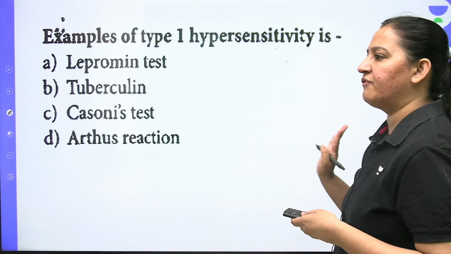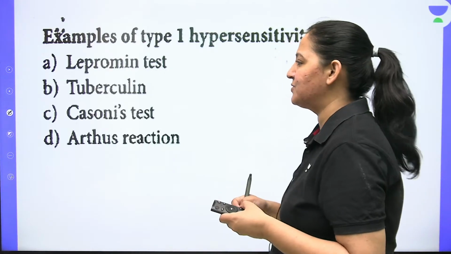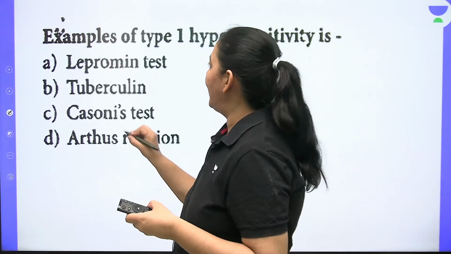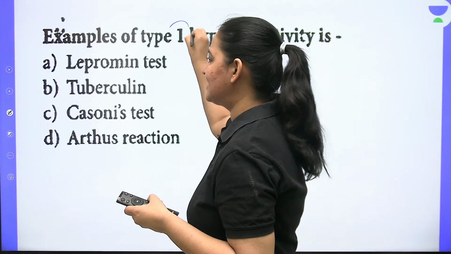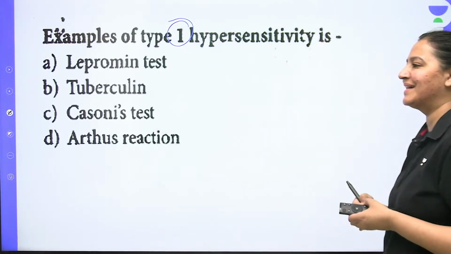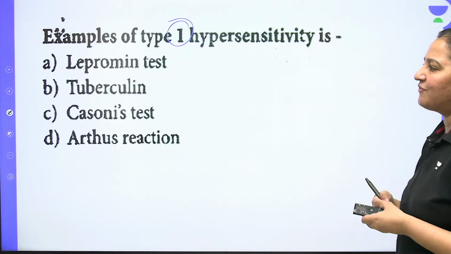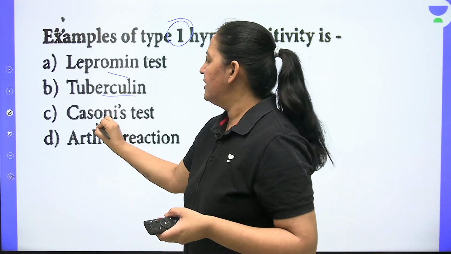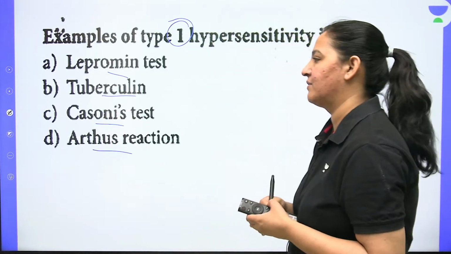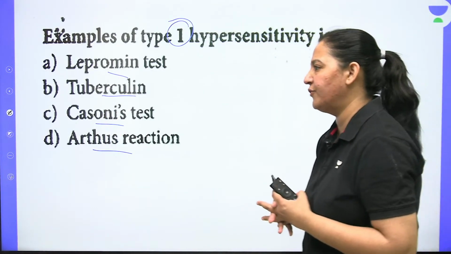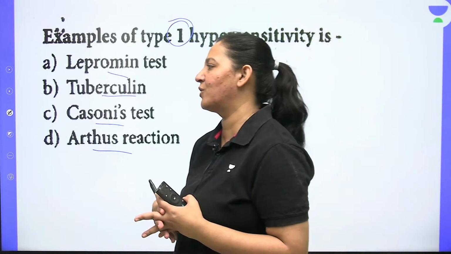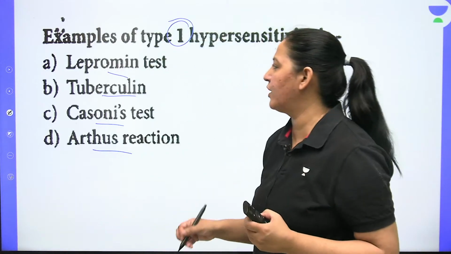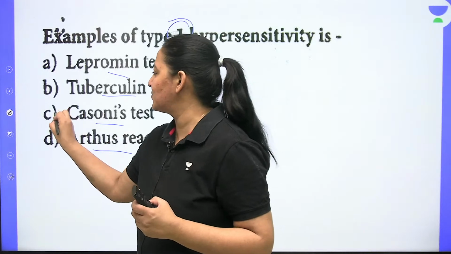So this is the next question in front of you. Who will tell me the correct answer? I want to see who is the first one. Example of type 1. Yes, morning medicos. You are first to answer. What about others? Which of the following is an example of type 1? You can read the options. Is it lepromin? Is it tuberculin? Is it Casoni? Or is it Arthus reaction? So, can all of you tell me the correct answer? So, Parag, Lavanya, Anu, Vibhuti. Again, you all are right. Very good. The correct answer here is Casoni test.